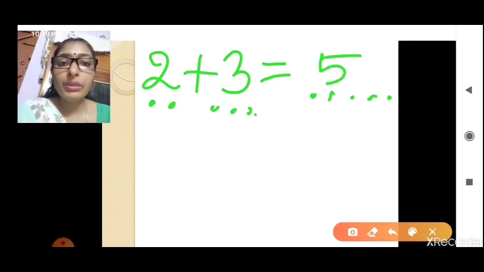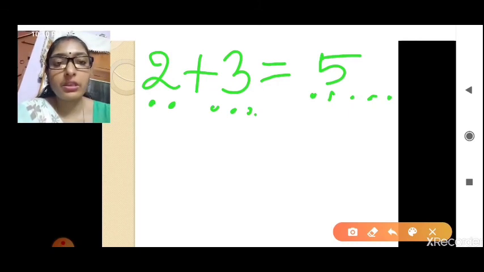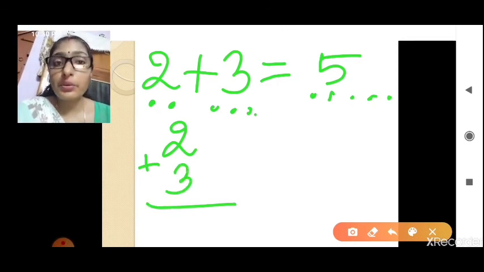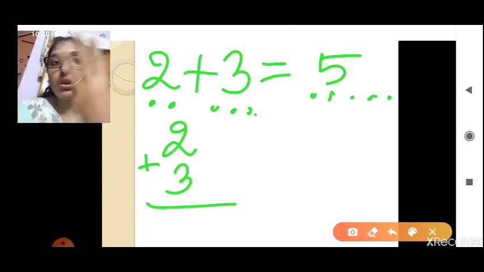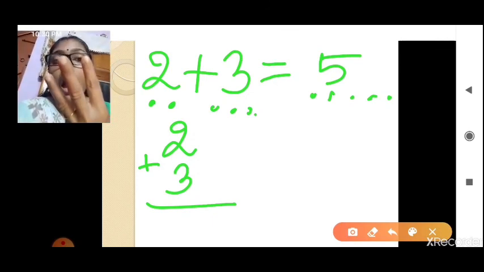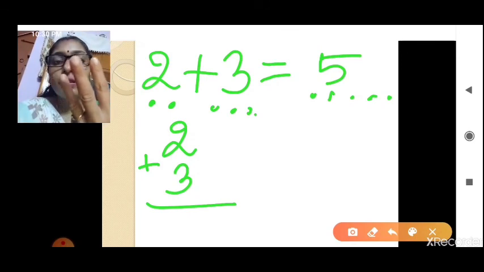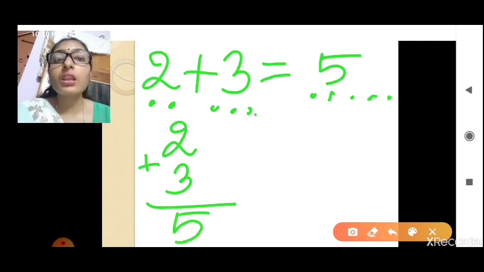But I will teach you one more method. So how will you do it? 2 plus 3. How will we learn this? 2 in the mind, 3 on the finger. After 2: 3, 4, 5. So now how much did you get? 2 plus 3 is equal to 5. Okay, let's do another one.